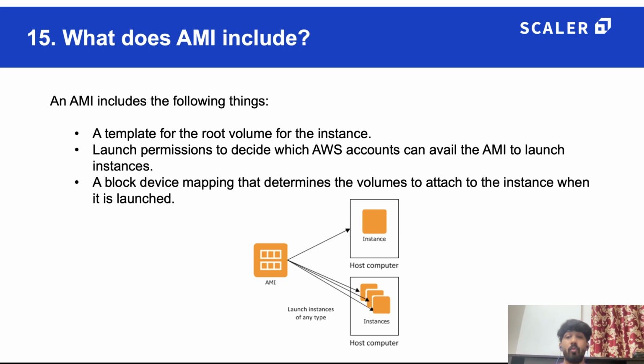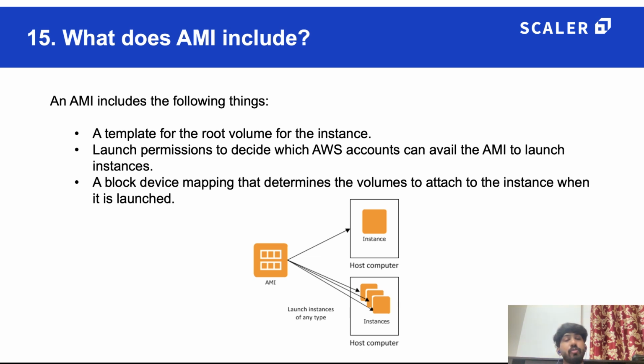Moving to the next question, what does AMI include? First of all, AMI basically means Amazon Machine Image. So an AMI includes the following things: a template for the root volume for the instance. So how exactly the root volume should be formed, how much storage it should have, and what are the things which it should have. Okay.